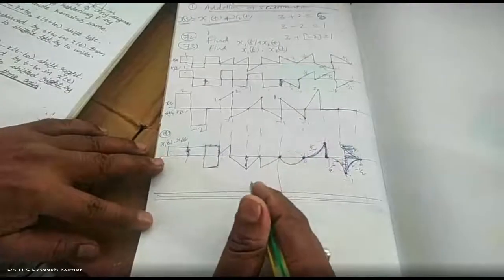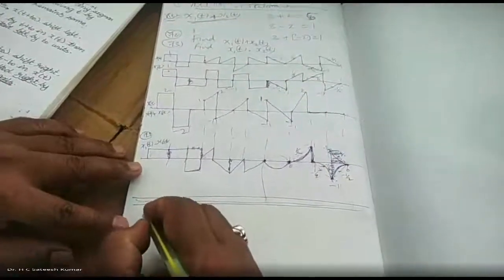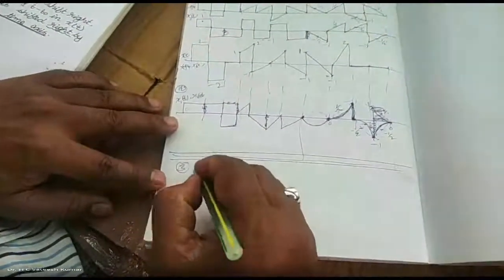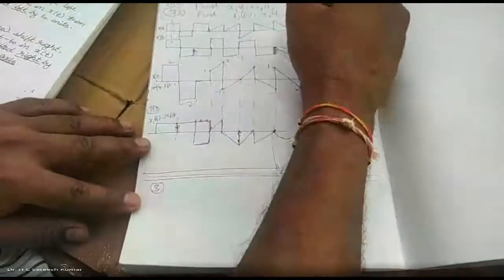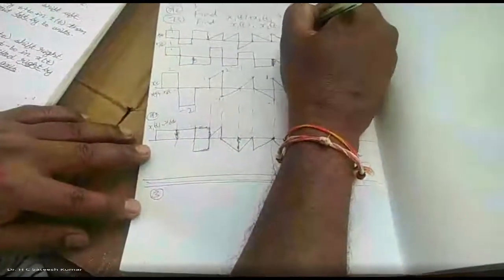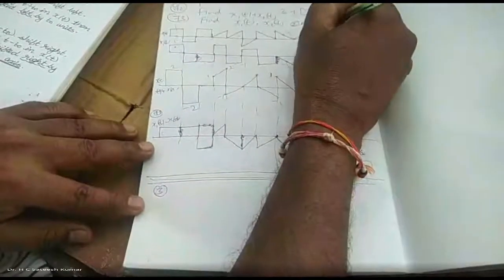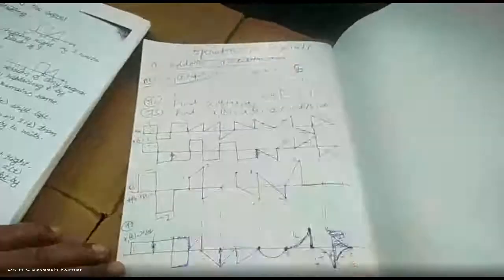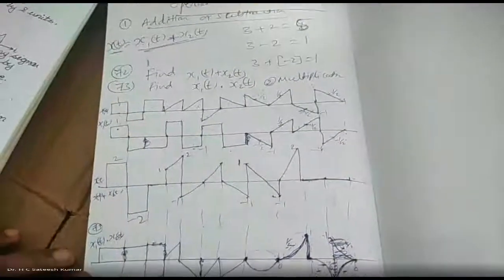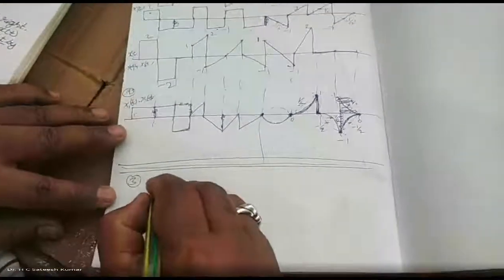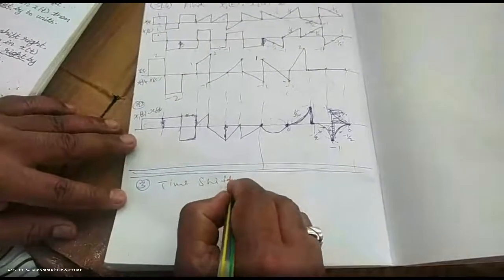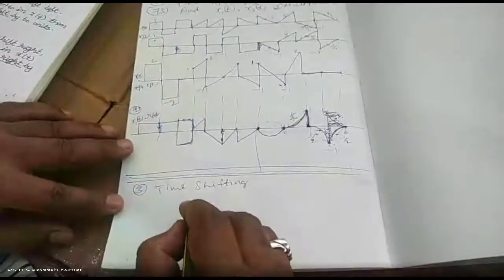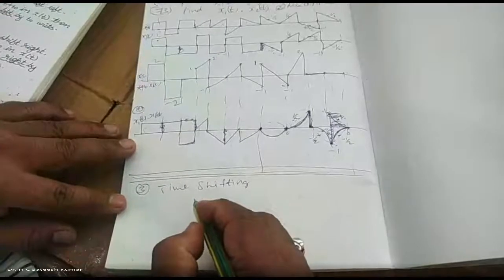Now let us move on to the next one. The second one is multiplication. Third one is shifting of the signal, time shifting. So how to do this time shifting of the signal?